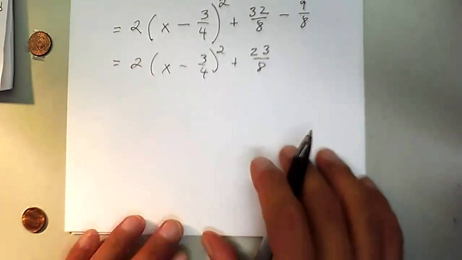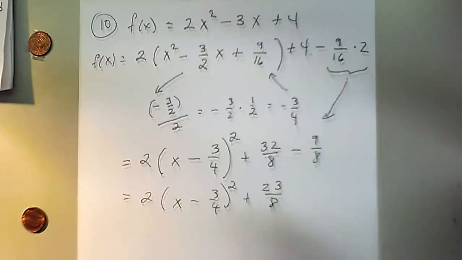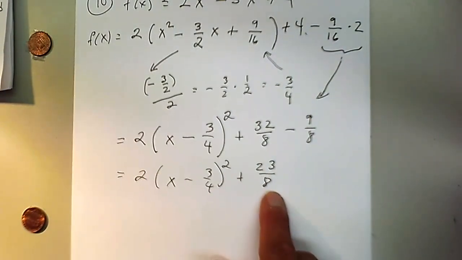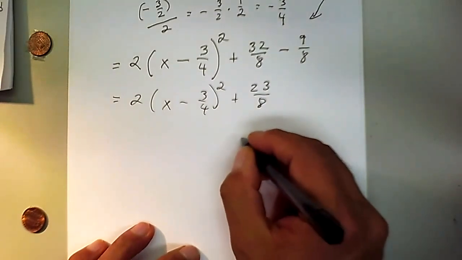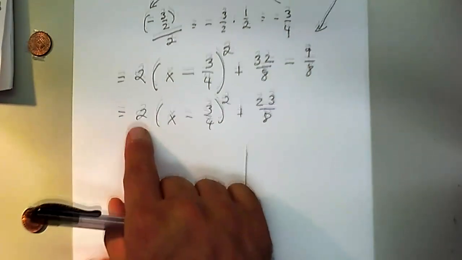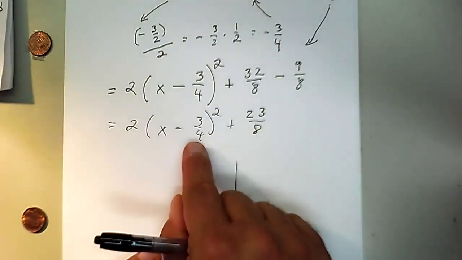So I'm not against technology. We have to learn what's going on here. So we have a shift to the right and a shift up, mind, a shift up. And we have a parabola that opens up. So the vertex is to the right and up.